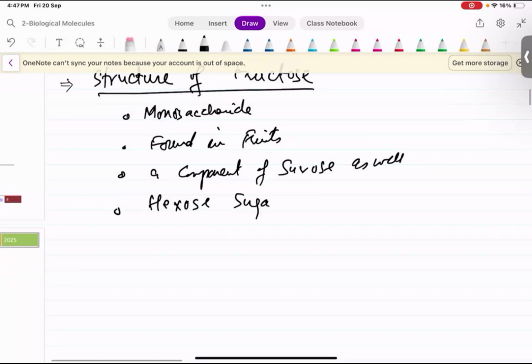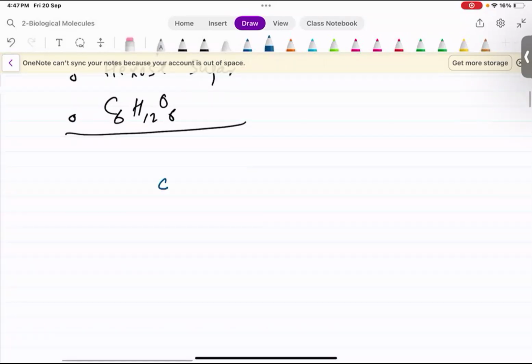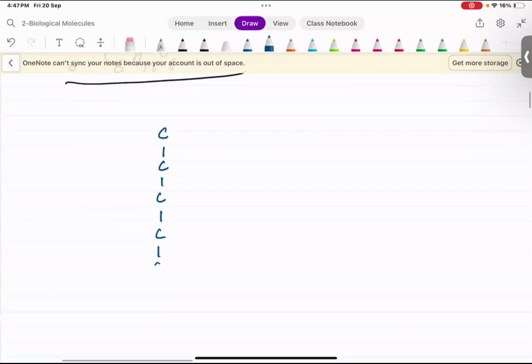And its formula is C6H12O6. And if we look at its structural formula, the linear structure, then you should draw 6 carbons, 1, 2, 3, 4, 5, and 6. And you can number them 1, 2, 3, 4.